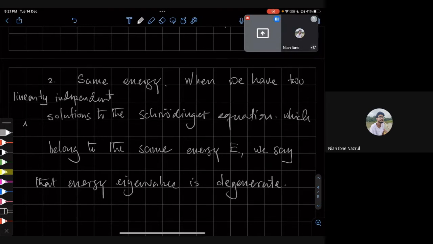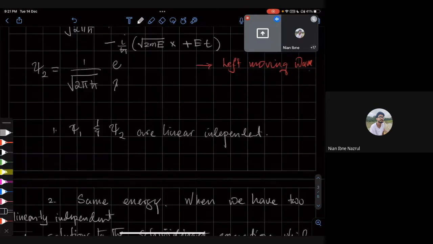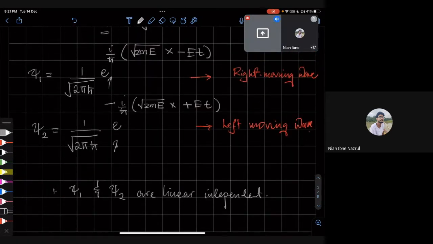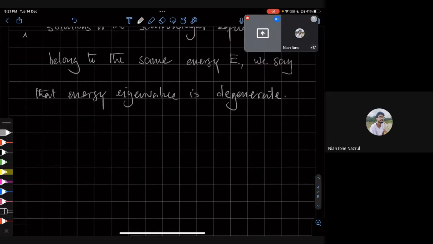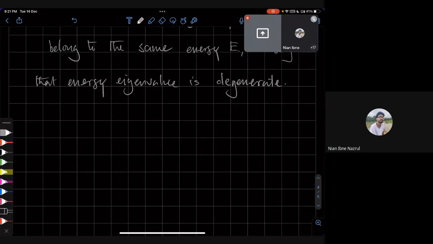Okay, so here we have a case of degeneracy, right? Because the energy is the same, but we have two different linearly independent solutions. And degeneracies always arise from symmetry. There's something called accidental degeneracy, but real degeneracies always arise from symmetry.